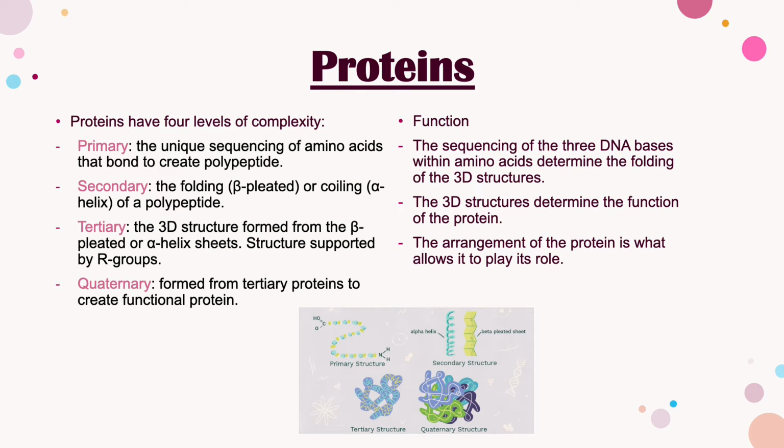Proteins have 4 levels of complexity. The primary is the unique sequencing of amino acids that bond to create the polypeptide. The secondary is the folding or coiling of the polypeptide. Folding will result in a beta-pleated sheet, and coiling will result in an alpha helix sheet. The tertiary is a 3D structure formed from the beta-pleated or alpha helix sheet. Structure is also supported from the R groups within amino acids. The quaternary is formed from tertiary proteins, and these create the final and functional protein.